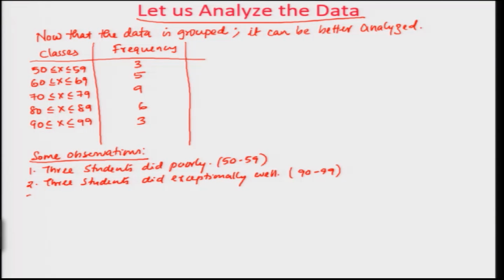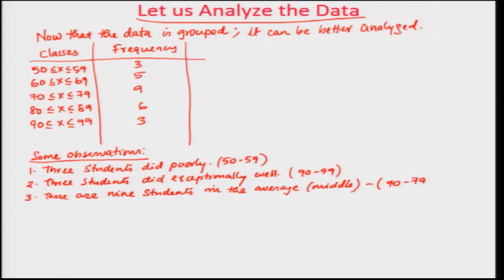There are 9 students in the average or middle. What is the middle? 70 to 79. So this analysis that we just talked about is a good way of analyzing the behavior or trends in the data. Okay. So, let's see whether we can draw this data in a graph.